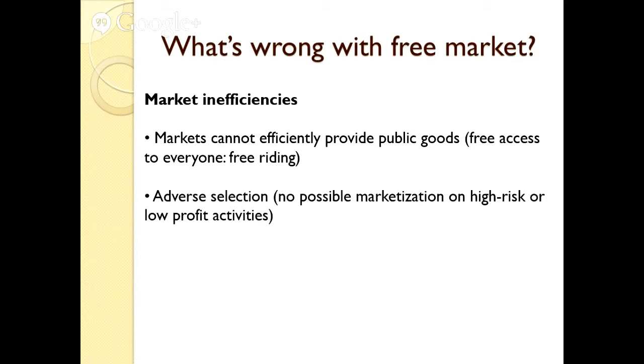Okay. So, adverse selection. This is another type of market inefficiency. It is not possible to marketize high risk or low profit activities because there is no appropriate price tag for it. Say you have some services that you want to provide, but the price to cover your cost is always insufficient, because not enough of the public is willing to pay it. So you put a given price and then the amount of people willing to buy this product falls. So you need to raise the price again, and then the amount of people willing to pay is even lower and lower and lower, and in fact there is no equilibrium point. Because your product is a high risk one or a low profit one.